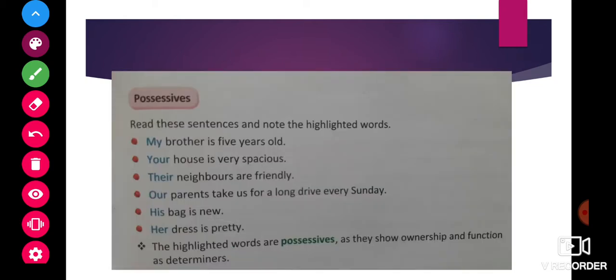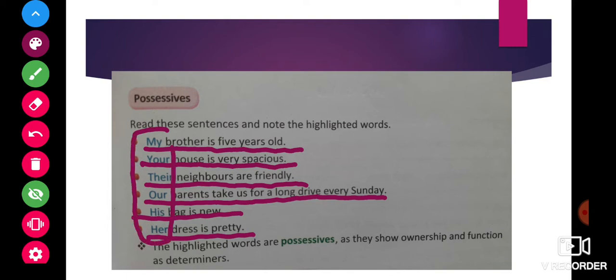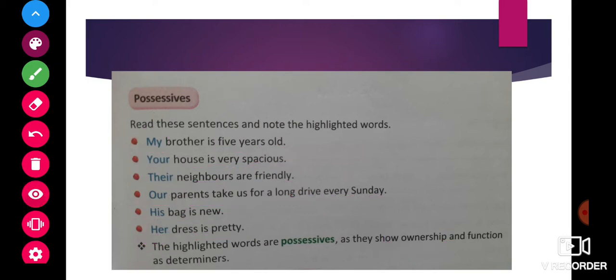The next type of determiner is possessives. Let us read the sentences and note the highlighted words. My brother is 5 years old. Your house is very spacious. Their neighbors are friendly. Our parents take us for a long drive every Sunday. His bag is new. Her dress is pretty. These highlighted words are possessives, as they show ownership and function as determiners. We have studied about possessives too in our junior classes.